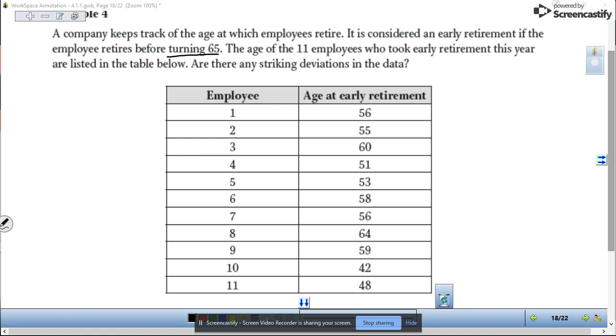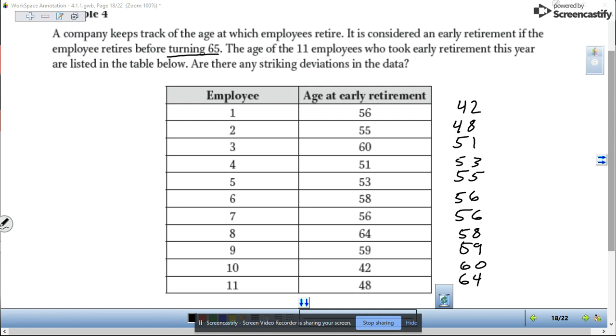So, what I want to do there is, I'm going to do it the same way we did it before. I'm going to use the median to find it. So, I want to list these in order from least to greatest. I'm going to do it vertically just because I don't have a ton of room. Right, so least to greatest would be 42, 48, 51, 53, 55, 56, 56 again, 58, 59, 60, and 64.